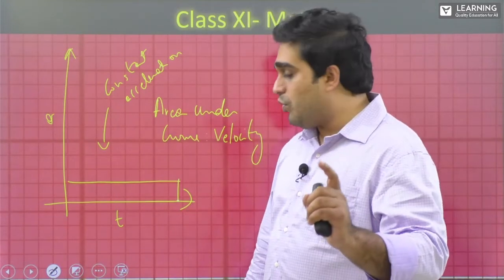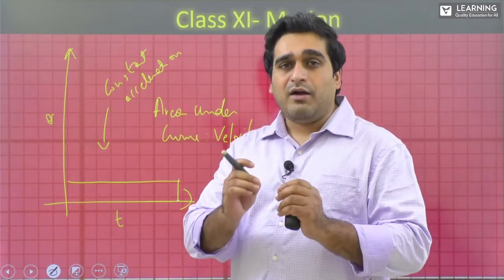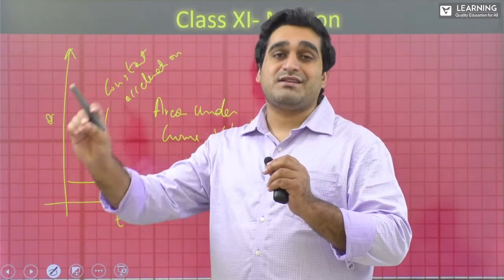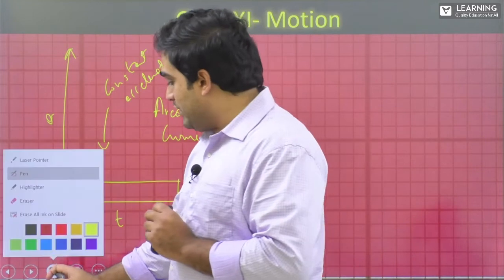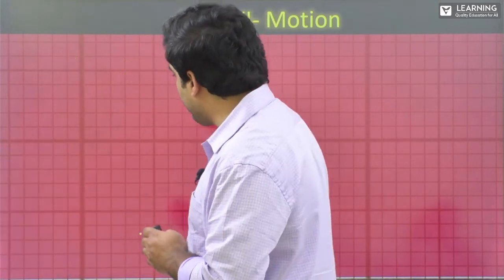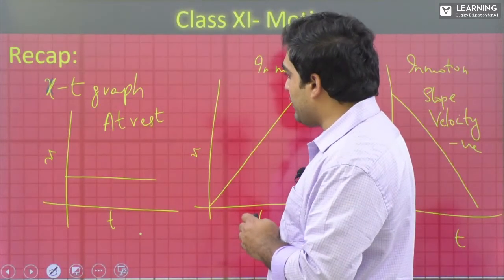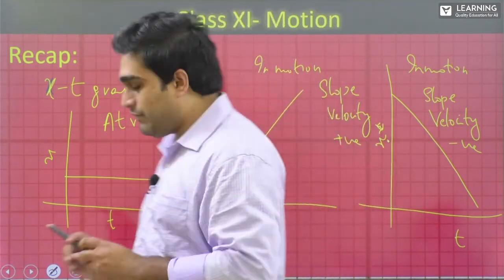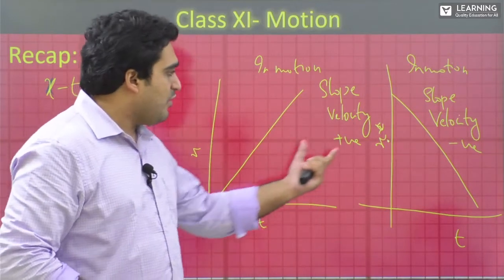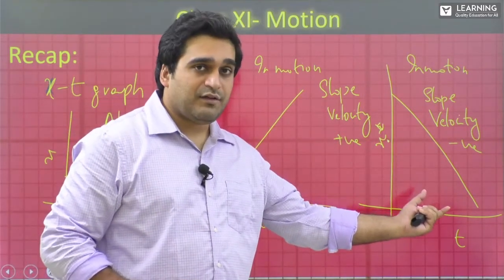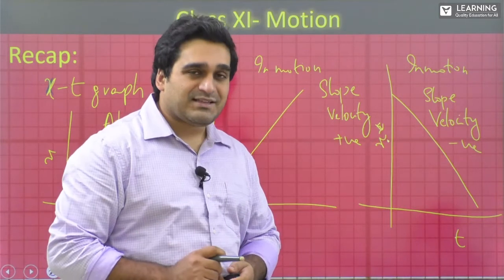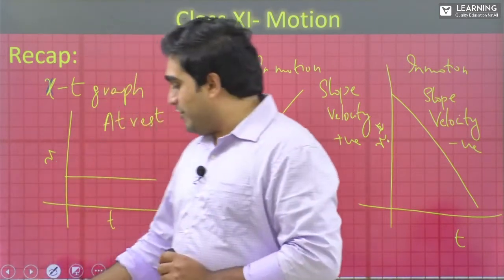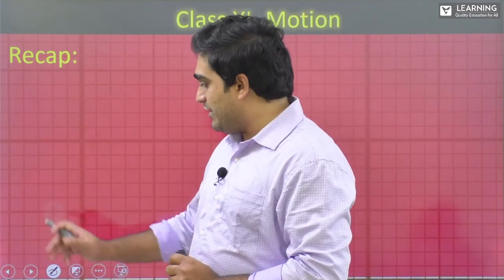Now I will show you one last type, how acceleration is represented in an XT graph. If you look back, we learned how to represent velocity on an XT graph, and we can also represent acceleration on this XT graph.